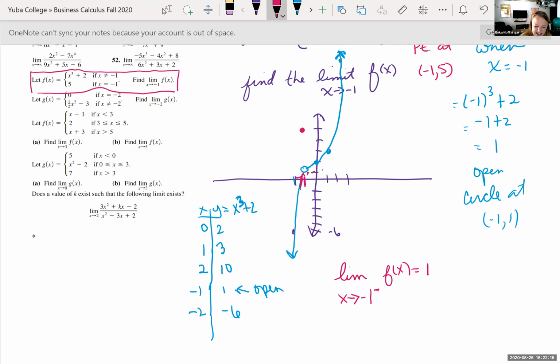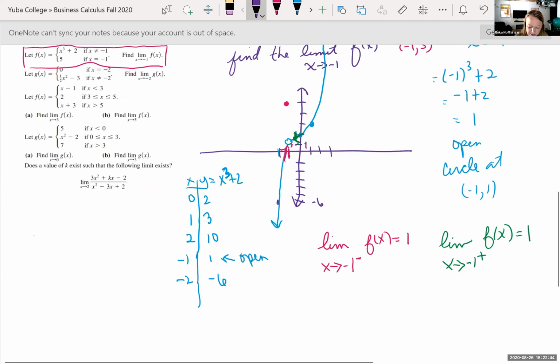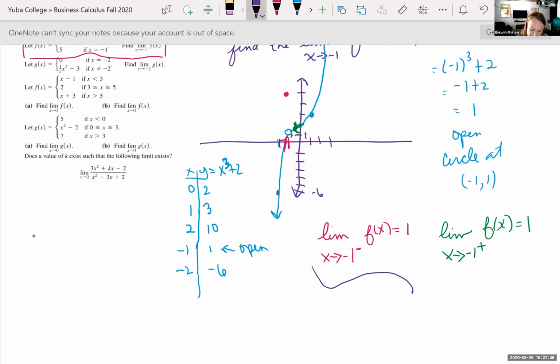And then same idea when we're coming in on the right-hand side of this graph to -1. Again, you're getting 1. So the limit as x approaches -1 on the right of f of x is also equal to 1. So again, in order for a limit to exist, they both have to be identical, and we get the same y value coming in on the left and the right. And so we say the limit as x approaches -1 of f of x is 1.